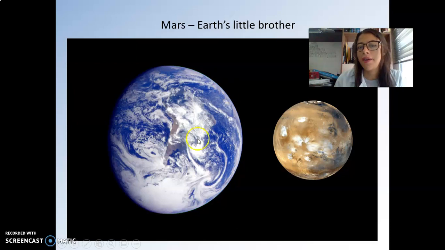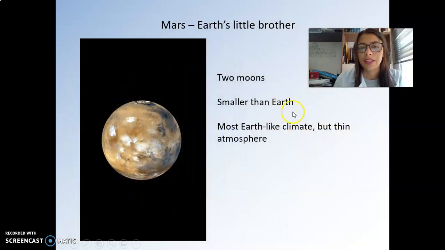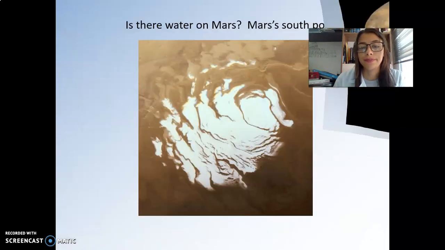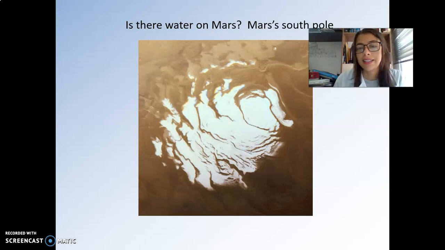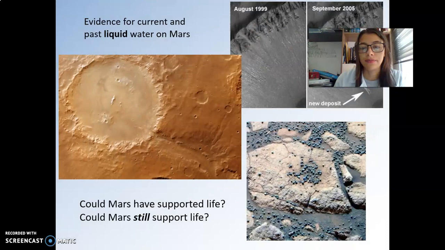Mars, the Earth's little brother. Scientists think that it's possible to have life there. Mars has two moons. It's smaller than the Earth, and it doesn't have a thick atmosphere. That means that life there would be impossible. But scientists have described the south pole of Mars with water. Look at the pictures. Is it possible to have liquid water on Mars? What do you think?